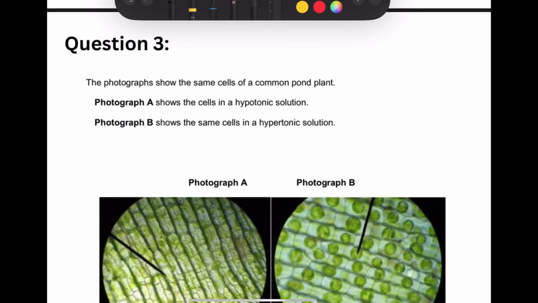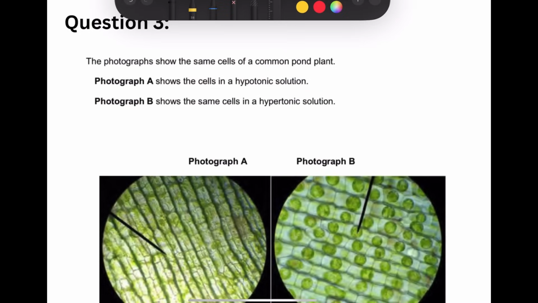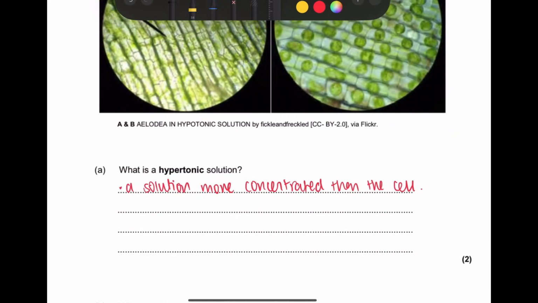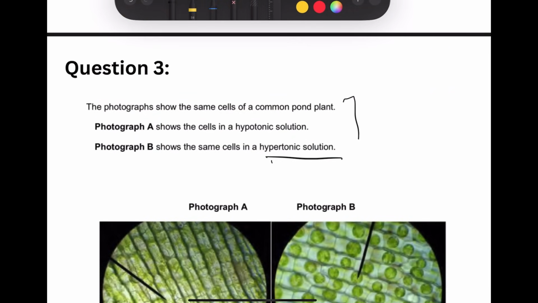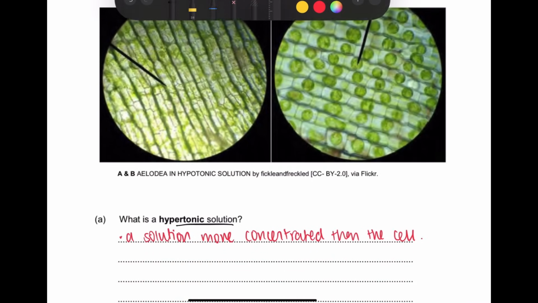Question 3. The photograph shows the same cell of a common pod plant. Photograph A shows the cell in a hypertonic solution, while photograph B shows the same cell in a hypotonic solution. So the first question is, what is a hypertonic solution? I would recommend from the beginning, once you're reading the question, that you make sure you understand the question, because understanding the question really helps you answer and know what they're looking for in terms of the mark scheme answers.